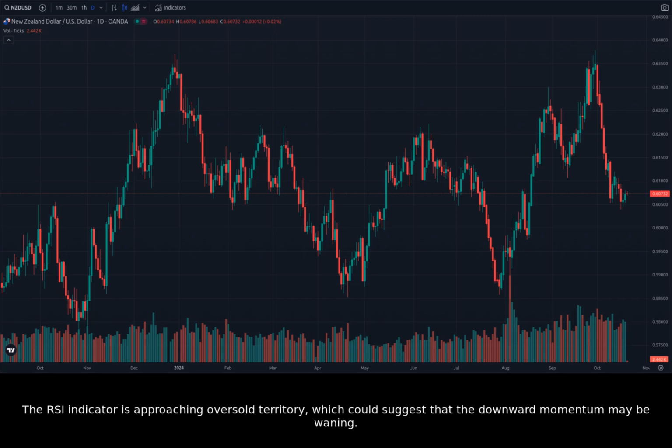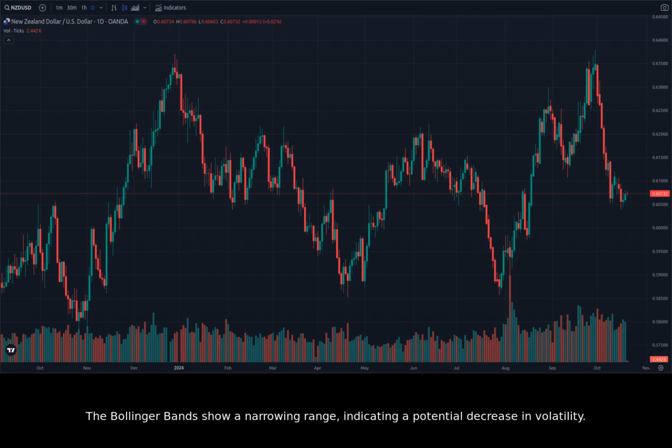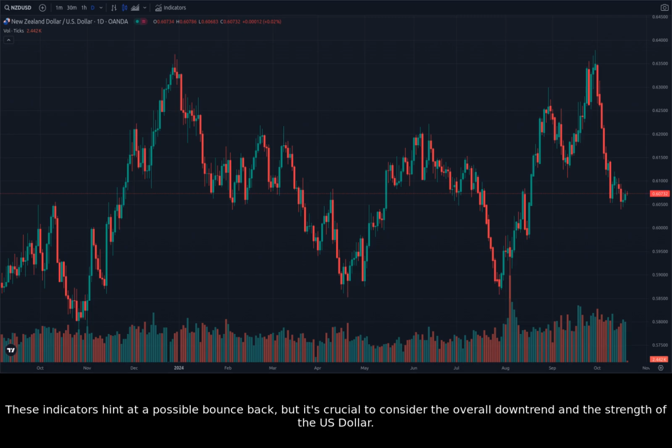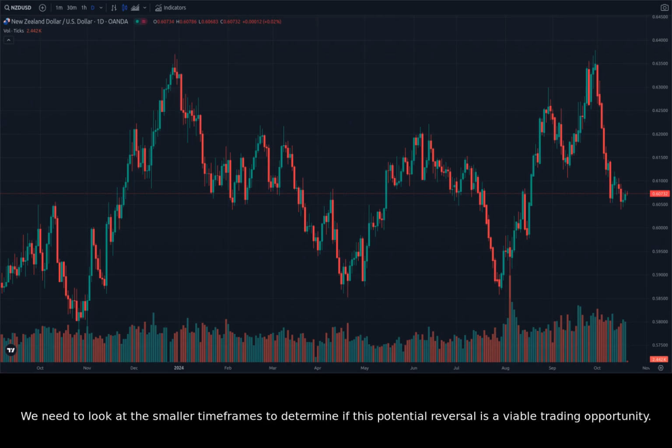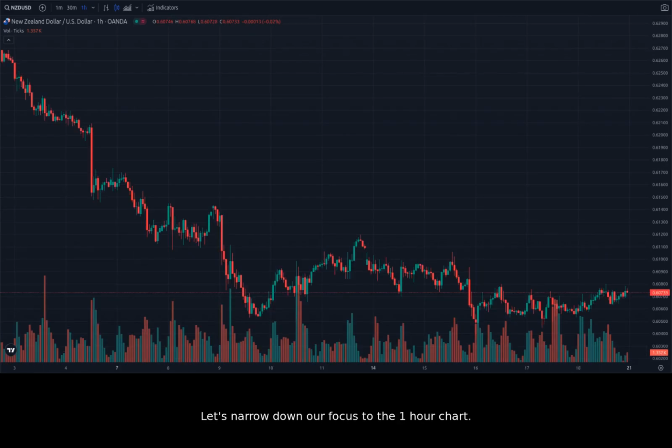The RSI indicator is approaching oversold territory, which could suggest that the downward momentum may be waning. The Bollinger Bands show a narrowing range, indicating a potential decrease in volatility. These indicators hint at a possible bounce back, but it's crucial to consider the overall downtrend and the strength of the US dollar. We need to look at the smaller timeframes to determine if this potential reversal is a viable trading opportunity. Let's narrow down our focus to the 1-hour chart.